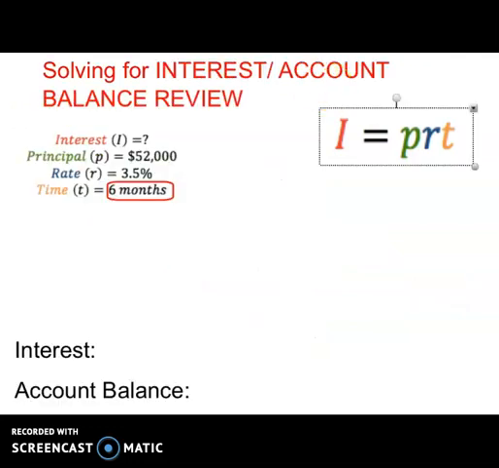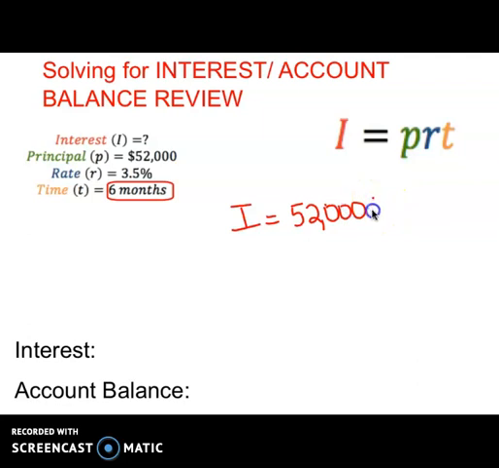And this is what we did Friday, so I just want to review solving for the interest. This is very straightforward. You are just solving for the I, so you're just going to multiply the principal times the rate times the time. But I just wanted to recap. So we take $52,000 because that's the principal. The rate, we make it a decimal. Now, remember the time. The time has to be in years. So we have to change this.